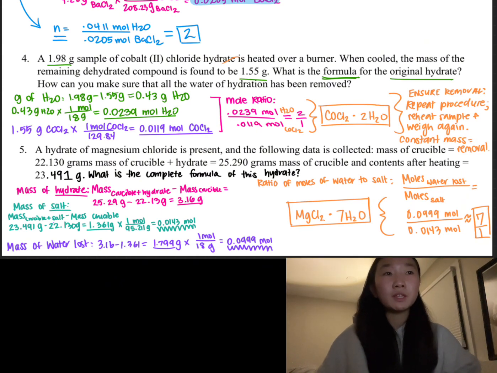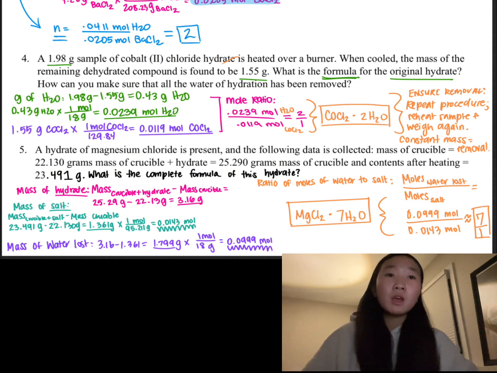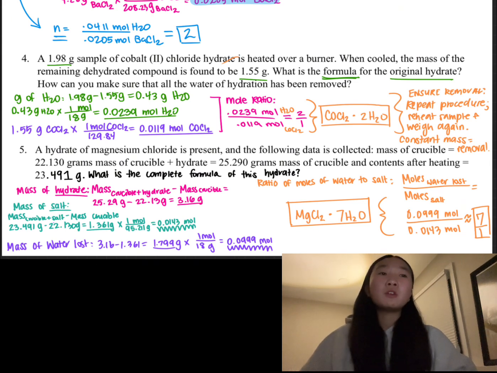Finally, in order to get the original formula, we would get the molar ratio by dividing the total moles of H2O, which was 0.0239, over the total moles of COCl2, which is 0.0119. This gave us a ratio of 2 to 1, giving us the final formula of COCl2 by 2H2O. In order to ensure the complete removal of water from the hydration reaction, we can actually repeat this procedure just by reheating the sample and weighing it again. If the mass remains constant, then all of the water has actually been removed.